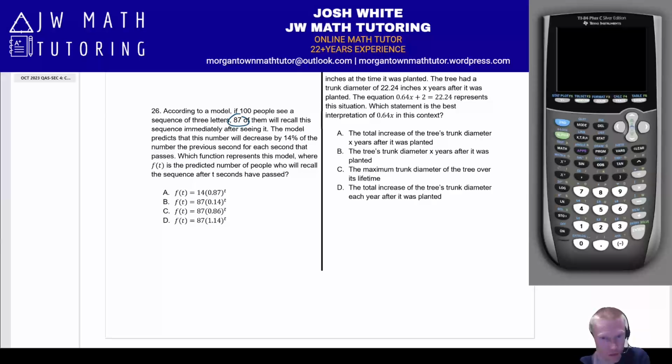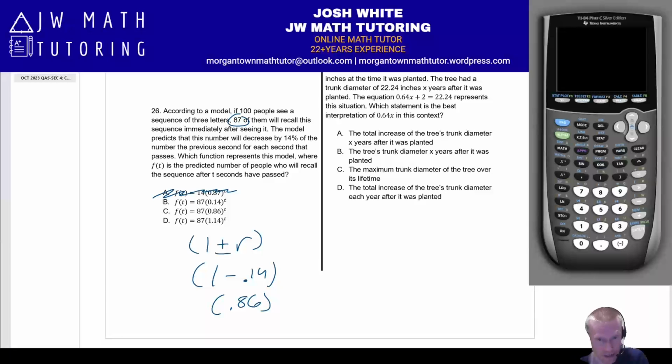So 87 is your starting value. So that's going to be in front. So right away you can get rid of A. And now a 14% decrease. When we're talking about that for an exponential equation, it's like 1 plus or minus r, where r is like your growth rate or your decline or decrease rate. So in this case, the decrease rate is 14% or 0.14. So what that means is the value inside the parentheses should be 0.86. So the correct answer for this one is going to be letter C.